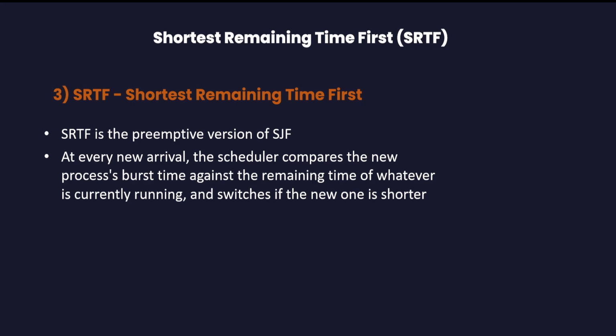So, for example, if a job with 4 minutes is running and it has already run for 2 minutes, now 2 minutes is remaining for job 1. But at that time job 2 arrives and its execution time is only 1 minute. So the CPU will see, okay, for job 1 2 minutes is remaining but job 2 has only 1 minute execution time. So it will switch from job 1 to job 2 and job 2 will get executed first and then the remaining of job 1 will get executed. So this is shortest remaining time first.